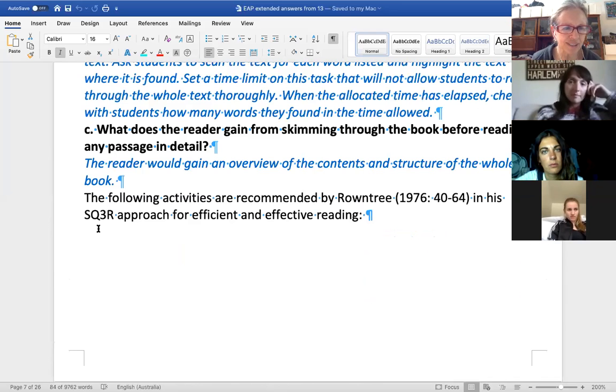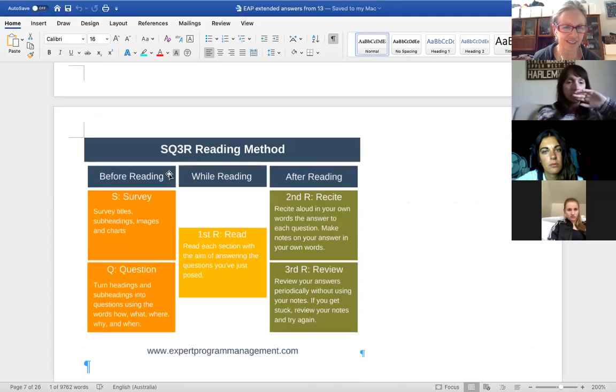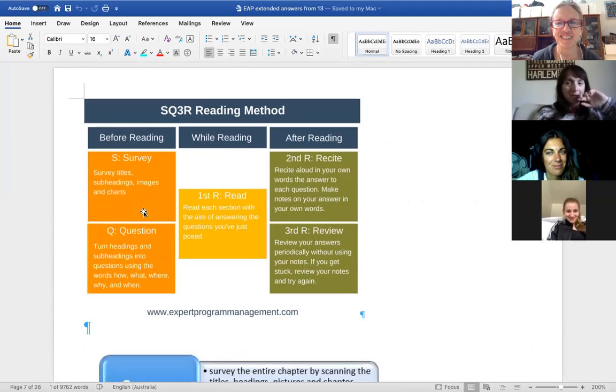And anyone know what this SQ3R means? Yeah, the S stands for... Susanna knows. Susanna. So S is for survey, yes. Q is for question. And the 3 R's. So first time read, which I say is a skimming read. And then second, they say read aloud. Sometimes it helps to read aloud. For me, it does. I'm an audio learner. Alyssa as well, maybe. Yeah.